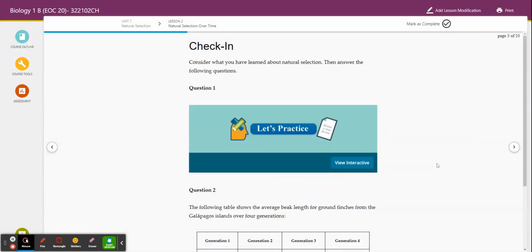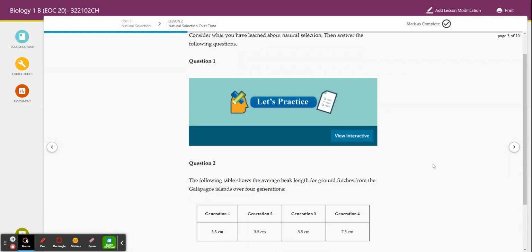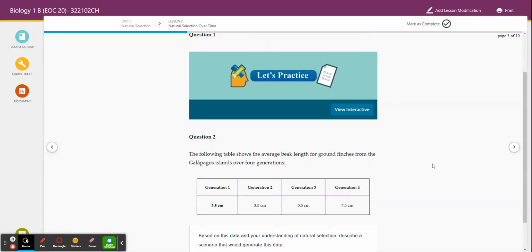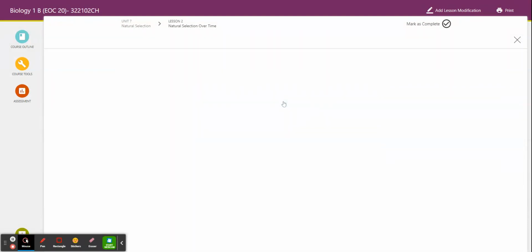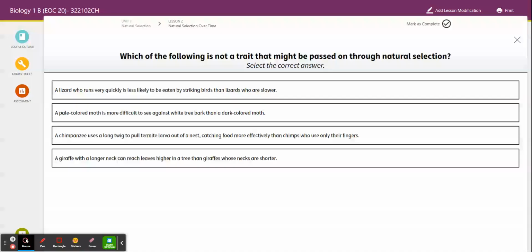It's time to check in. Consider what you have learned about natural selection, then answer the following questions. Question number 1. Let's practice. Which of the following is not a trait that might be passed on through natural selection?